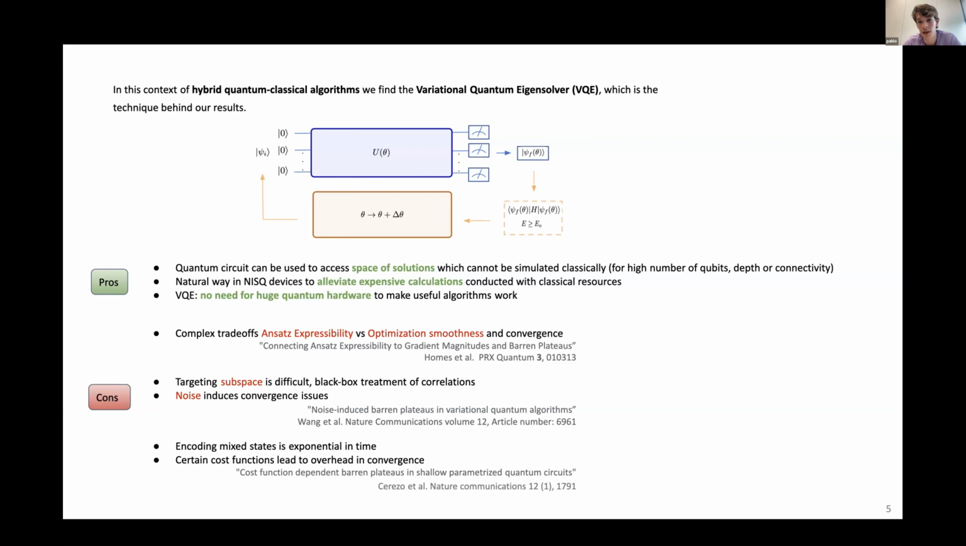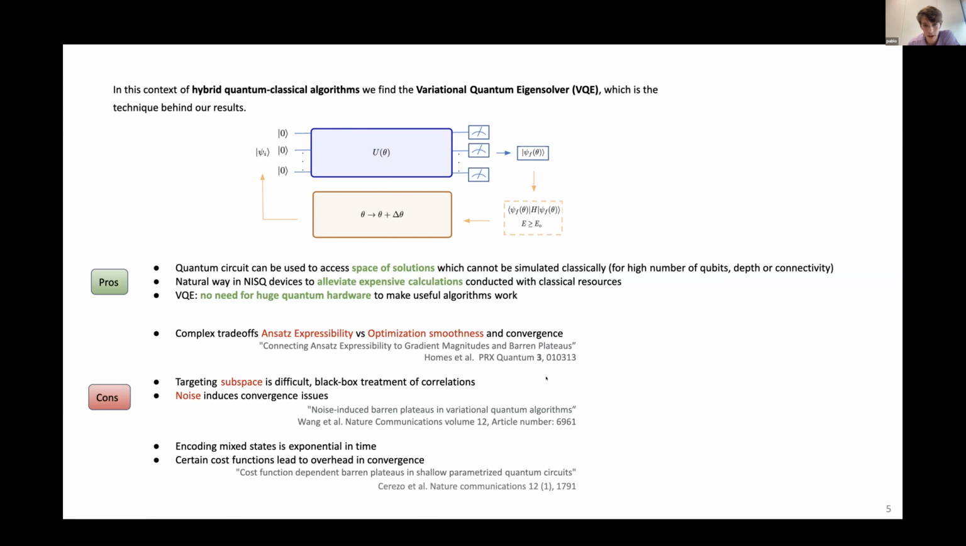Of course, you are trying to build this quantum circuit in reality, so you are dealing with real quantum hardware, and you have problems derived from that, such as noise, that induces convergence issues. Here you have certain articles that talk about these problems. There are some other, I would say, minor issues, in the sense that they are problem-specific, such as the fact that you cannot encode mixed states in your quantum circuit because that's exponential in time, and then you lose all the advantage of the quantum circuit. And the fact that there are certain cost functions leading to overheading convergence. This has also been proved in some articles.